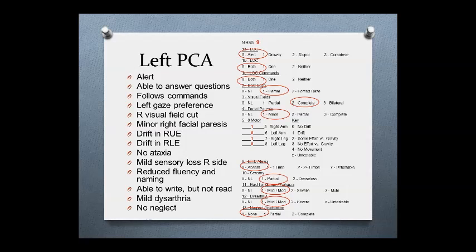Their face can be weak. They can have weakness to the right side of the body, since we're talking about the left, but it may not be near as pronounced as the MCA was. They can have loss of sensation. They can have trouble with fluency and naming, and they may have something called alexia without agraphia, meaning they can write, but then when you ask them to read, they cannot, and this would be really indicative of a left PCA stroke. And they may also have some trouble with their clarity of speech.